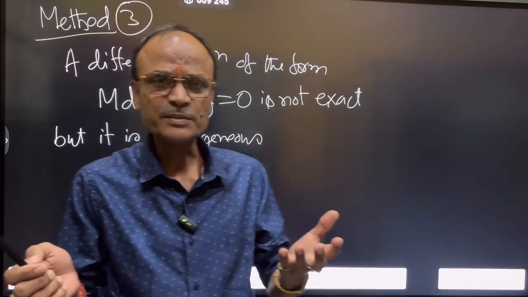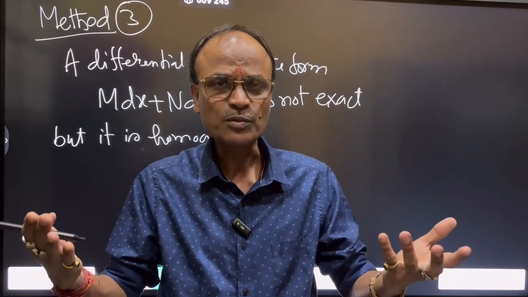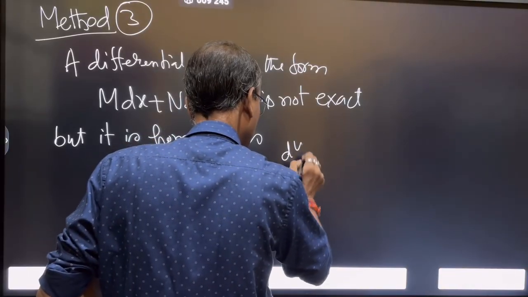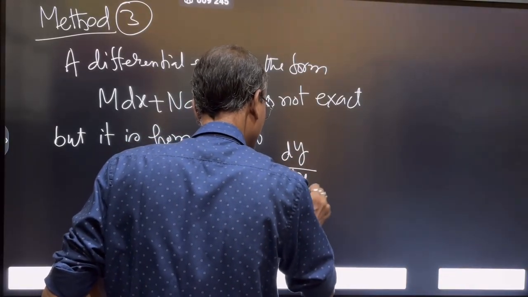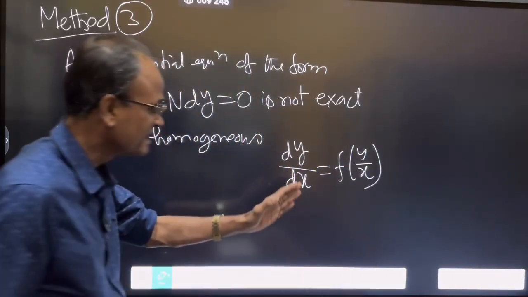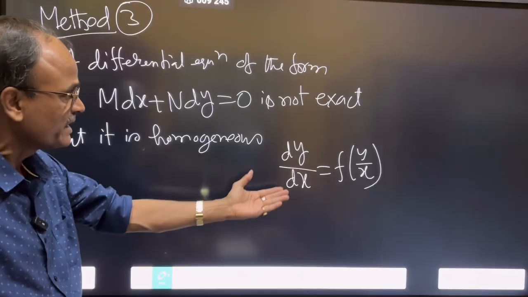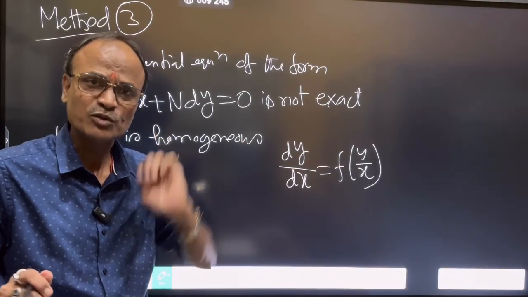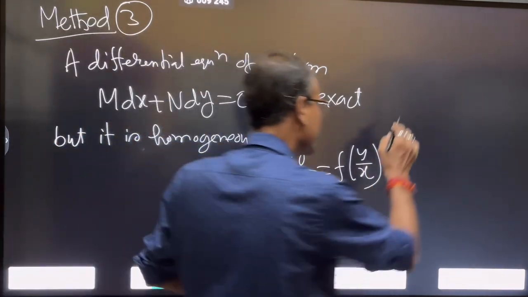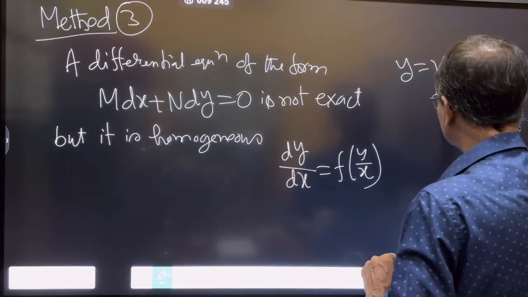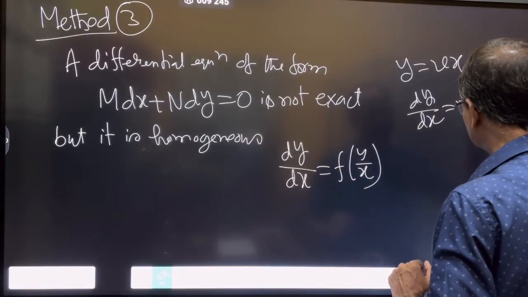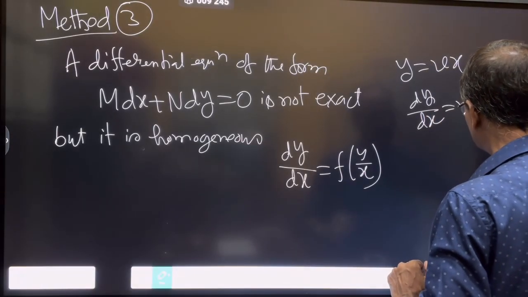Now, homogeneous differential equations can be easily solved. What is a homogeneous differential equation? One which can be expressed in the form dy by dx equal to f of y by x. If the differential equation can be expressed in this form, it is homogeneous. Such differential equations can be easily solved by putting y equal to vx, or dy by dx equal to v plus x dv by dx.